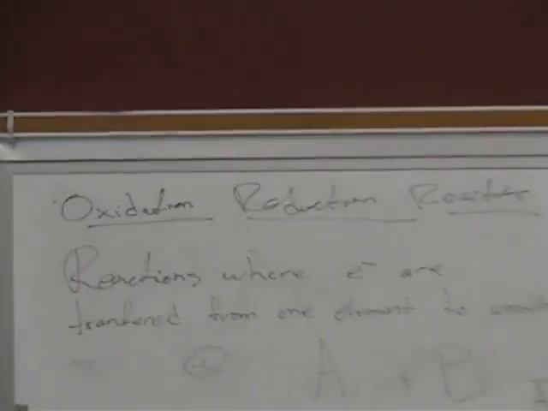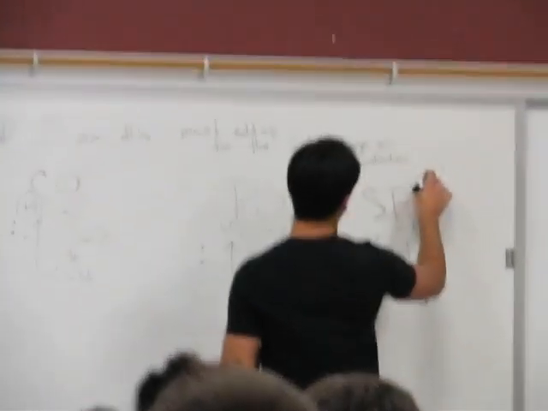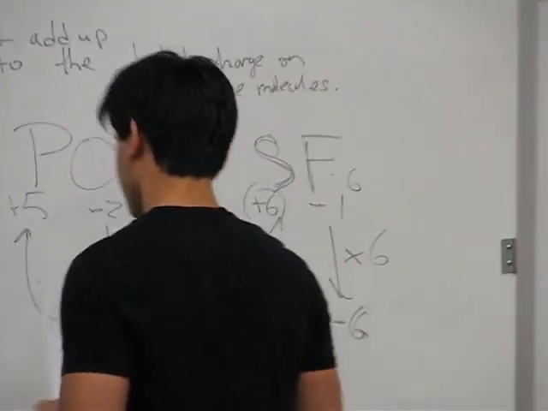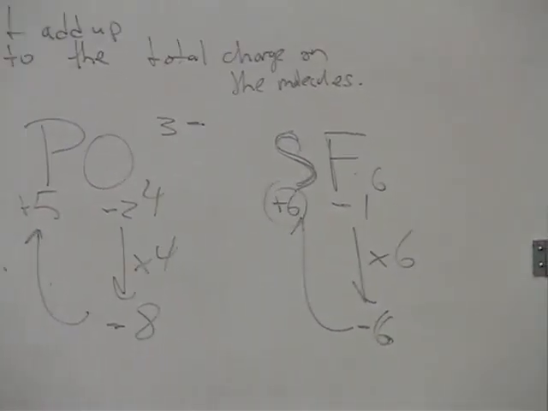Sulfur hexafluoride. Again, fluorines are -1. Since there are 6 of them, fluorine collectively contributes a net charge of -6. And this is a neutral molecule, therefore this has to be a positive 6. Right. So what's the oxidation state of H2?